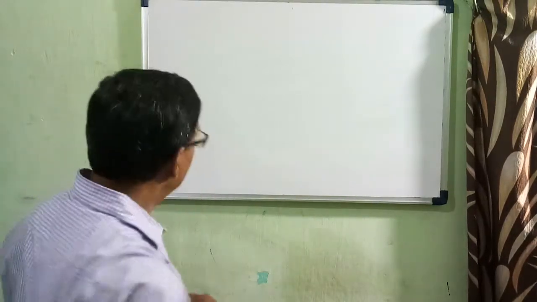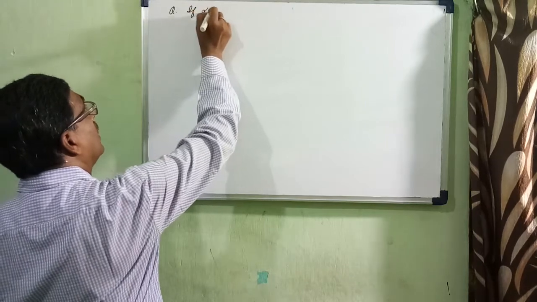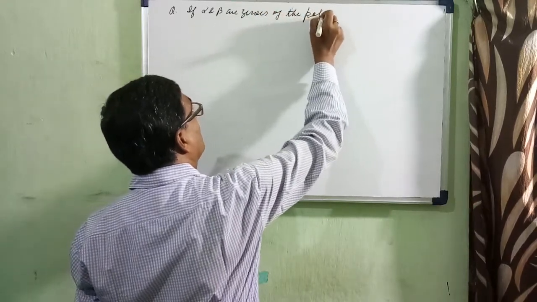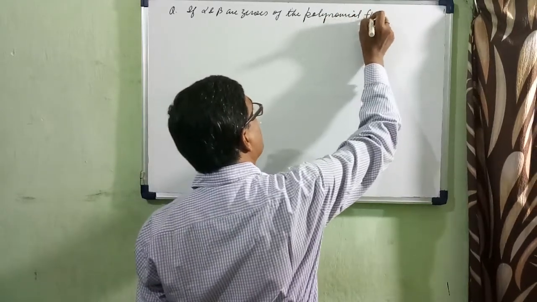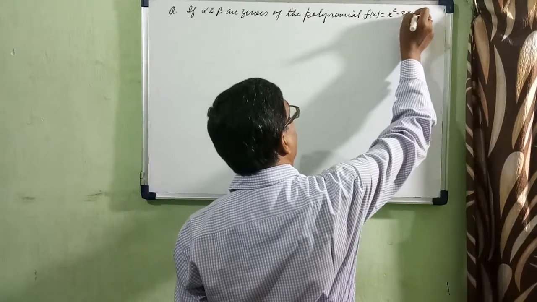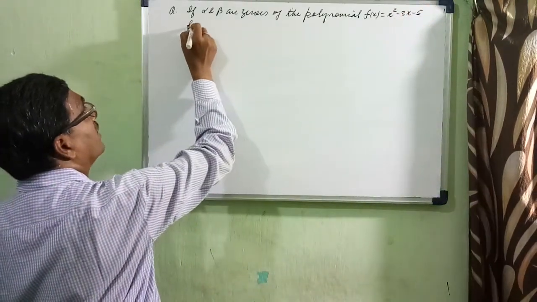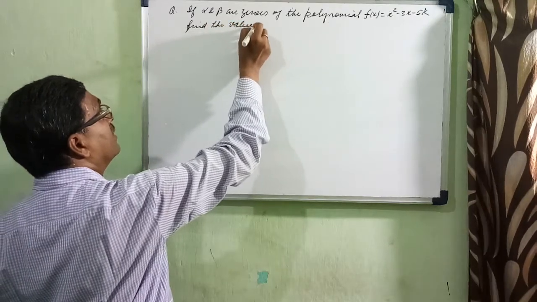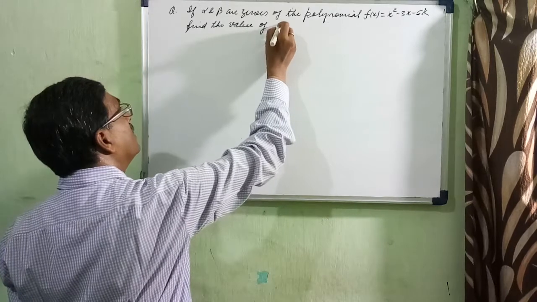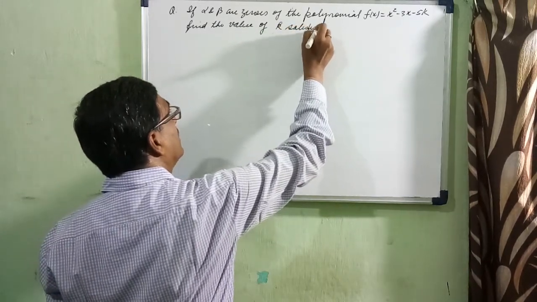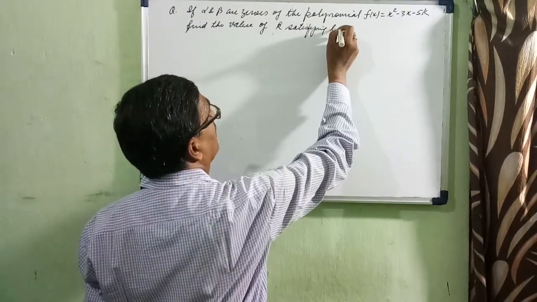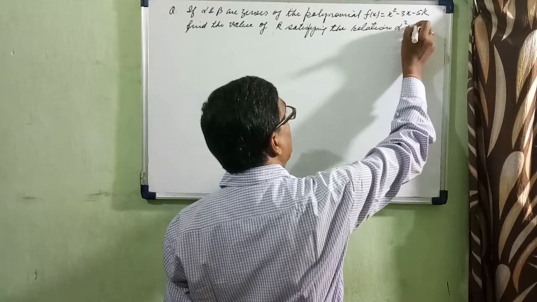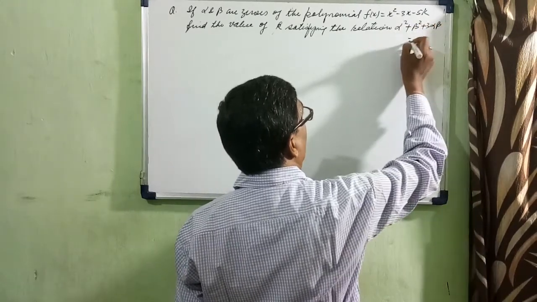Now, if alpha and beta are zeros of the polynomial f(x) is equal to x square minus 3x minus 5k, find the value of k satisfying the relation alpha square plus beta square plus 3 alpha beta is equal to 21/4.